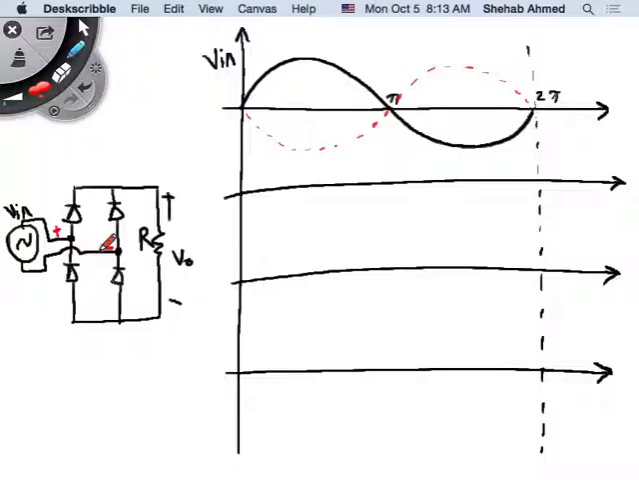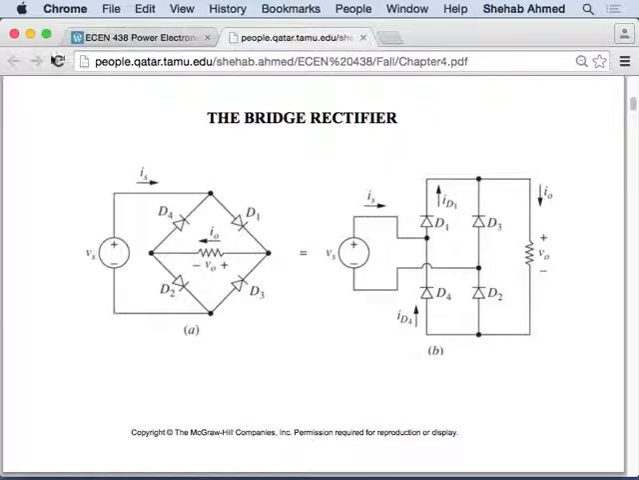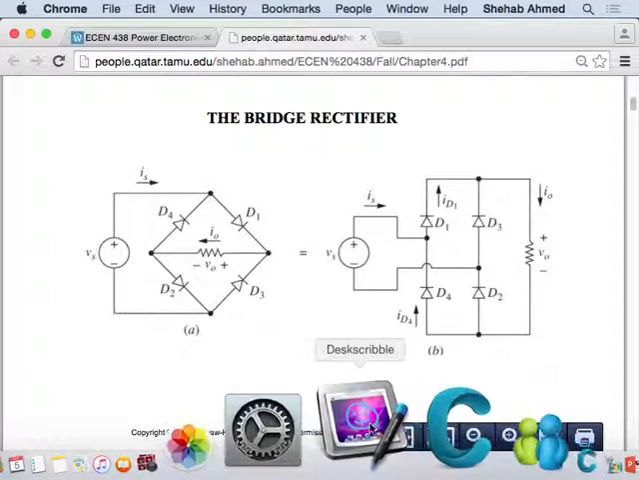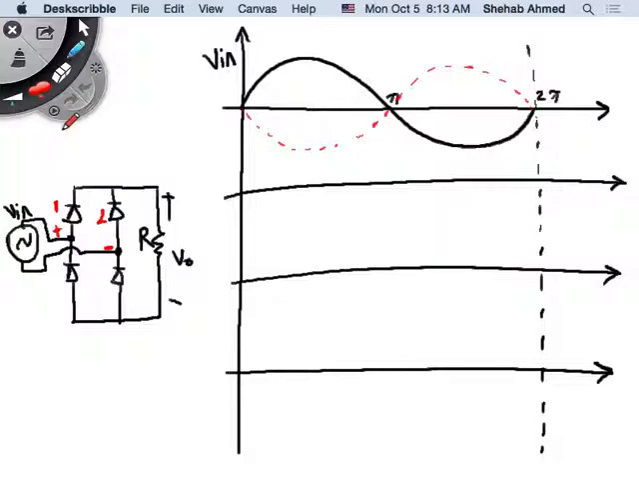So what's going on? If this is the most positive potential and this is the most negative potential, then what do you think is going to happen in this circuit? So let's say this is diode 1, this is diode 2, let me see how they number them here. 1, 3, 4, and 2, sorry. One, and then this is 3, and then 4, and 2. This is how they number them in the textbook. Yeah. So what's going on in the first half cycle?